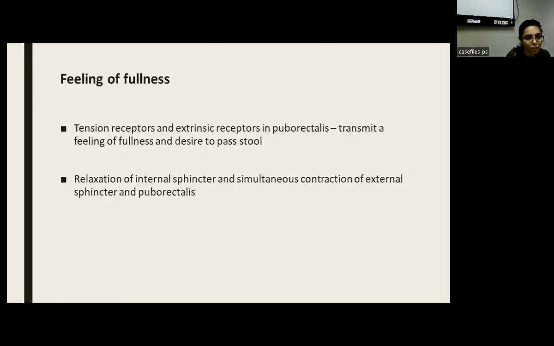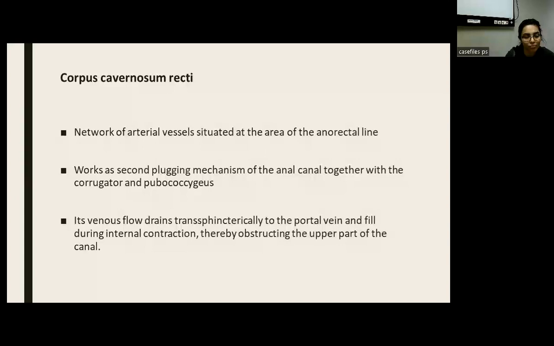Then there is the feeling of fullness during the mechanism of defecation, which is perceived by the anal receptors, tension receptors, and extrinsic receptors in the puborectalis, which transmit a feeling of fullness and desire to pass the stool. This is by the anal distension, which causes relaxation of the internal sphincter and simultaneous contraction of the external sphincter and the puborectalis.